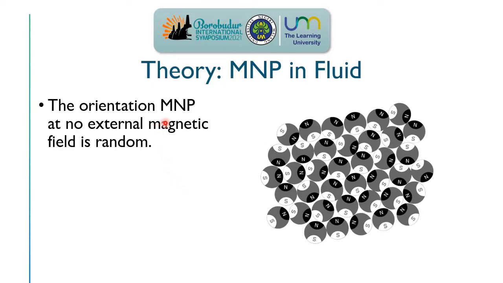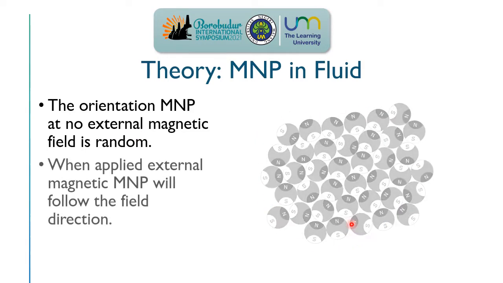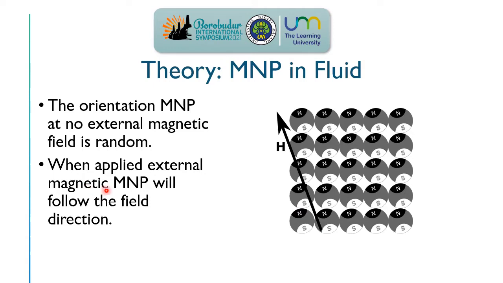The orientation of MNP with no external magnetic field is random. When the external magnetic field is applied, the MNP will follow the field direction. This is the external magnetic field H, and this is the MNP following the direction of H.